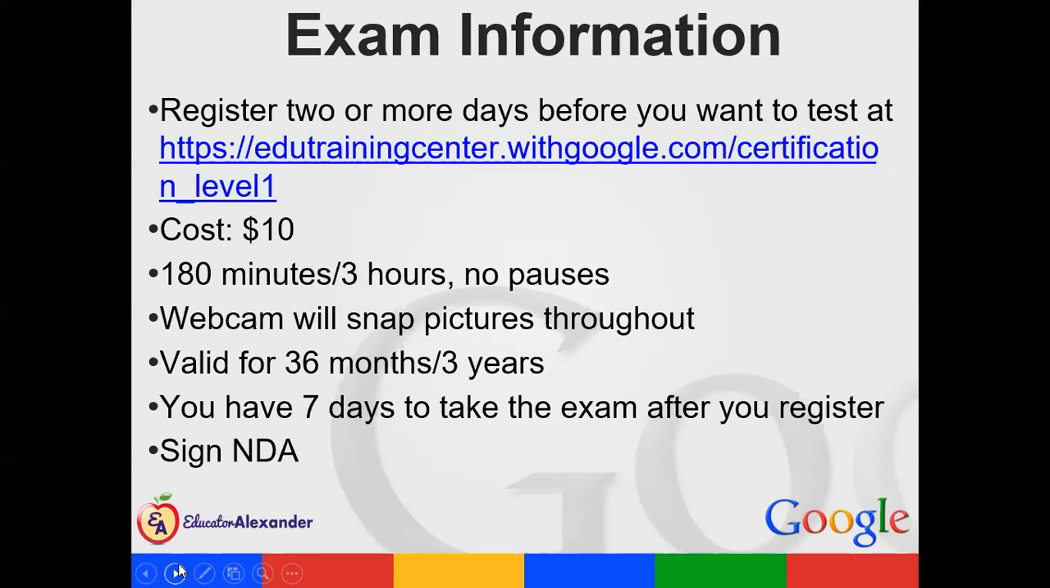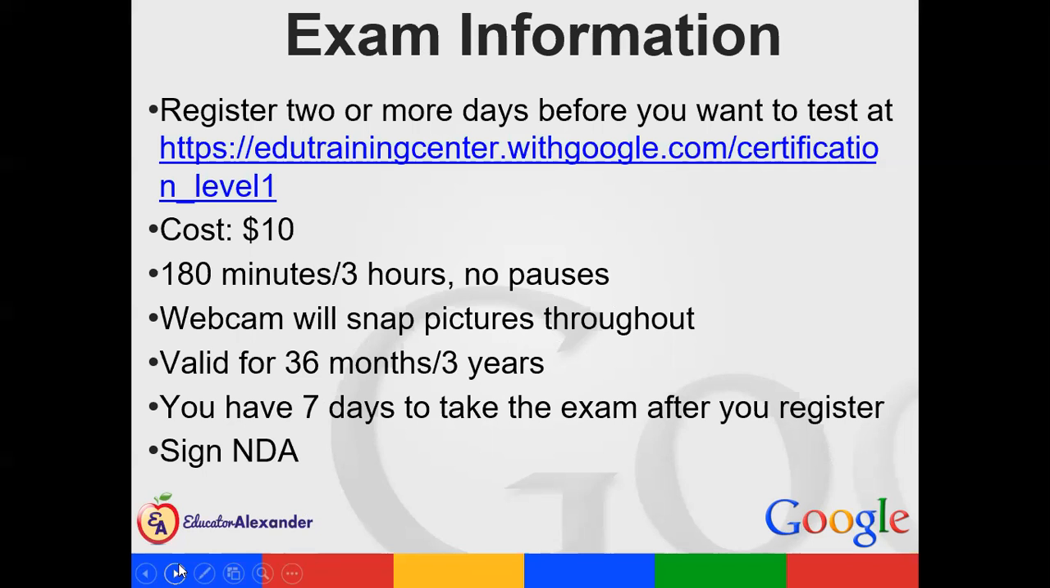So if they tell you, go to your Google Drive and find the document named Cats and Dogs, well, they've already put a doc in your Google Drive called Cats and Dogs. So they give you an account to use. So you want to register 2 or more days before to give Google time to send you that email.